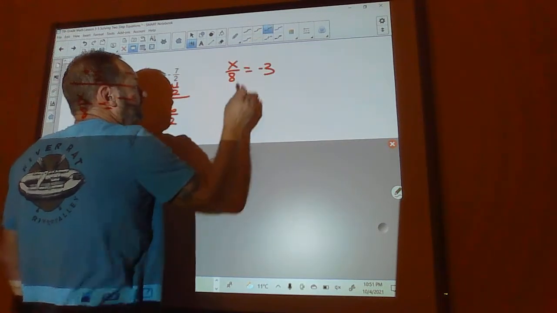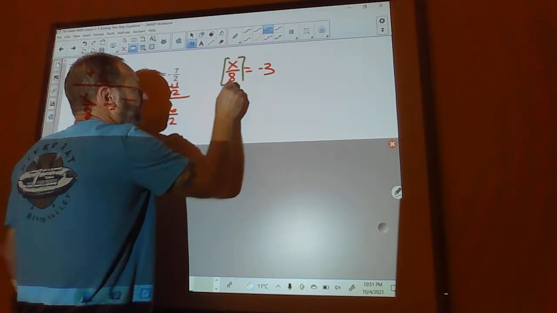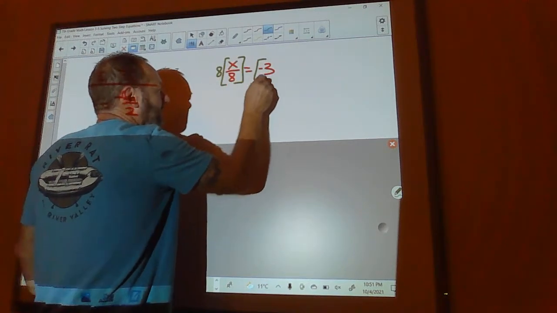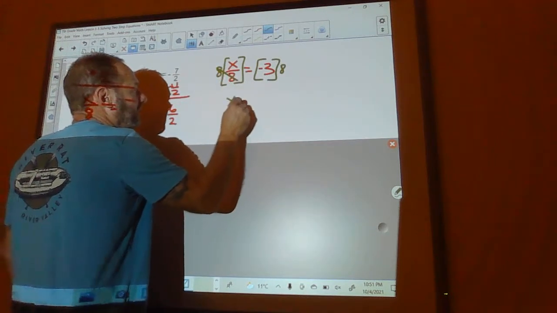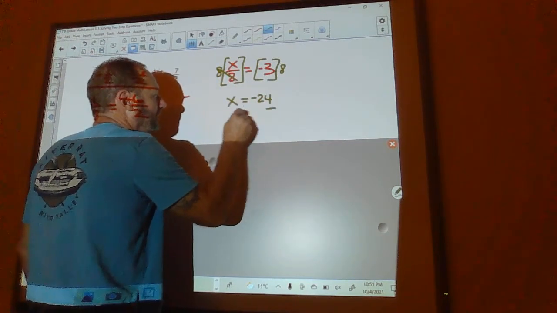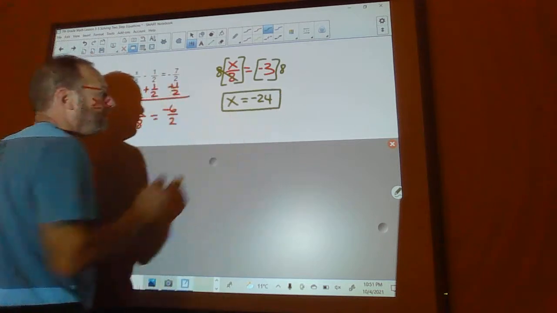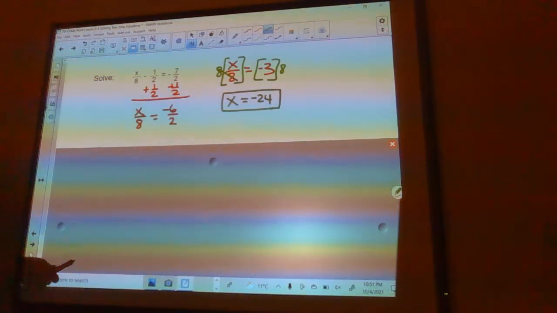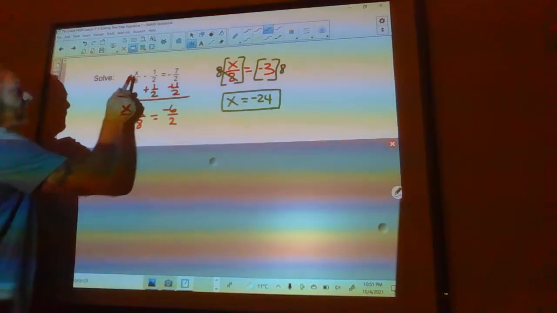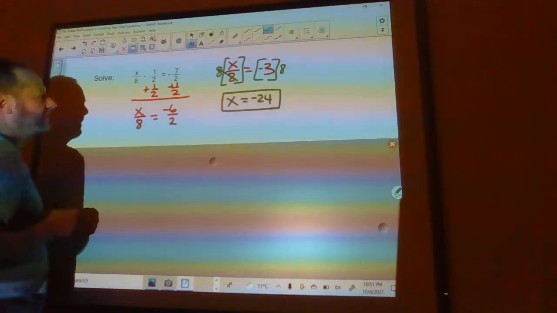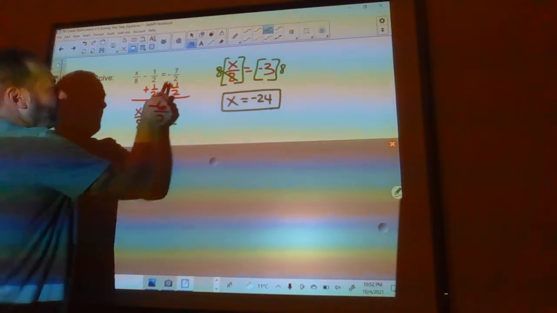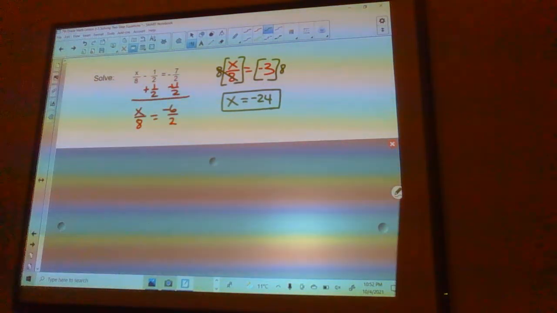Okay, step number 2. I'm going to multiply both sides of this equation by 8. And this is going to go away here, and I'm going to get x equals negative 24. So if I check my work and I put negative 24 in here, I get negative 24 divided by 8, that's negative 3. Subtract another half, that's negative 3.5, which is equal to negative 7 halves. So I win.